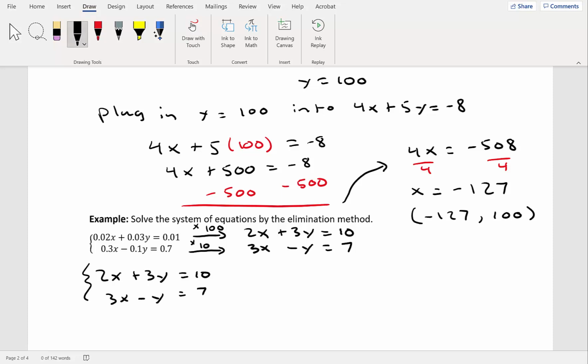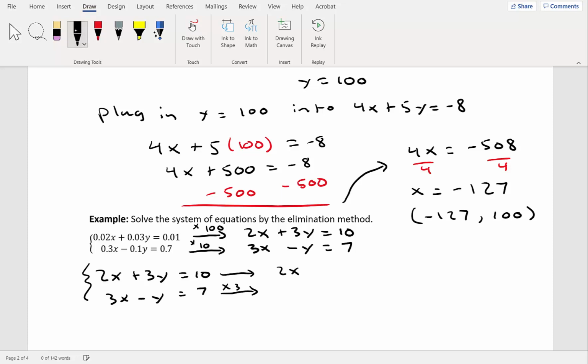Okay, now let's choose a variable to get rid of. Now, if I wanted to get rid of my x's, notice 6 is the smallest number that 2 and 3 could both go into. But then I'm going to have to multiply both equations by a certain number. If I get rid of my y's, however, I have a positive 3y and I have a negative y. All I would have to do is multiply that bottom equation by 3. That's going to make my y's opposites of each other.